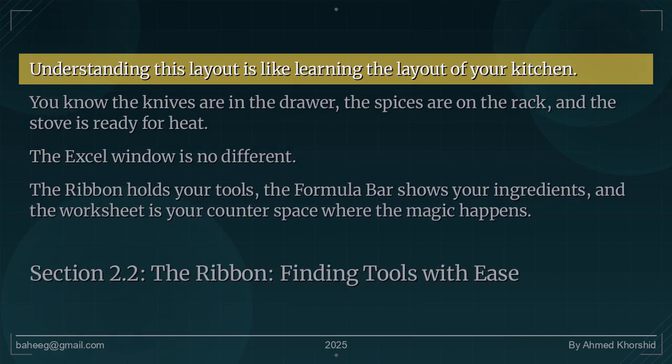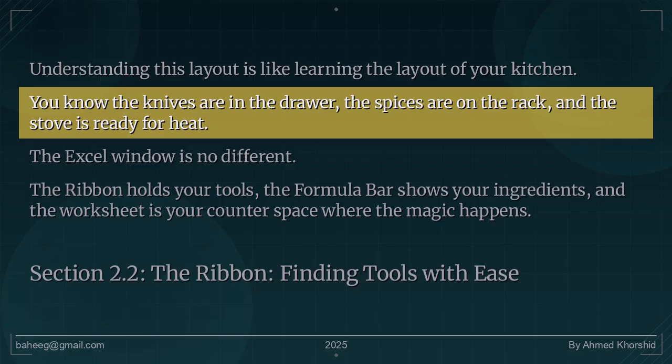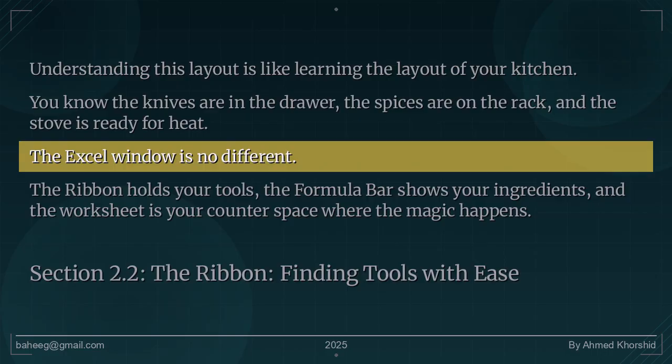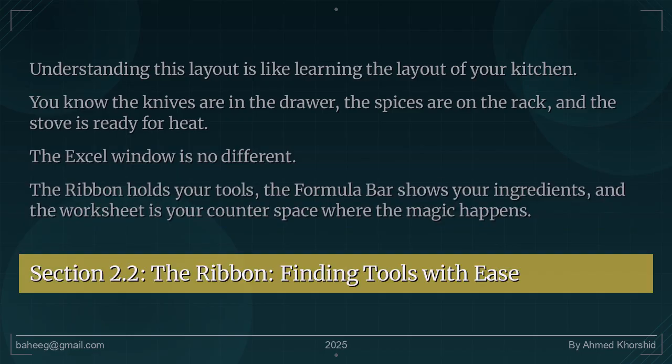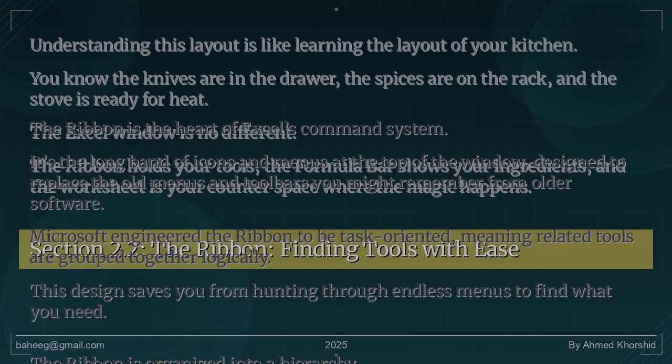Understanding this layout is like learning the layout of your kitchen. You know the knives are in the drawer, the spices are on the rack, and the stove is ready for heat. The Excel window is no different. The ribbon holds your tools, the formula bar shows your ingredients, and the worksheet is your counter space where the magic happens.